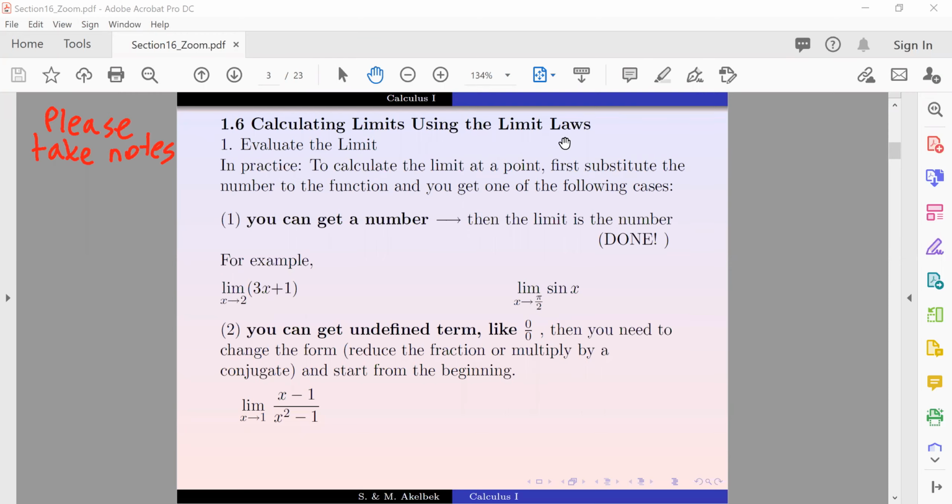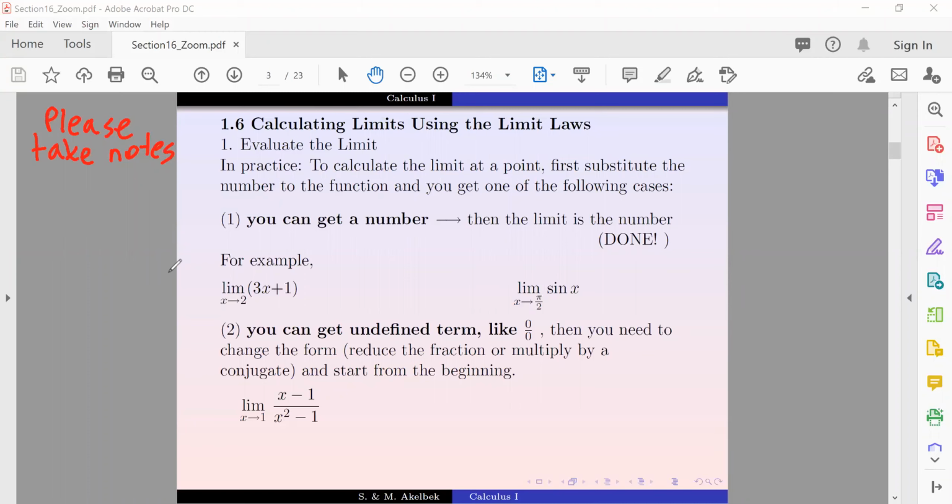All right, so number one, we're gonna evaluate the limits. In practice, to calculate the limit at a point, what we're gonna do first, we're gonna take the number and substitute it into the function. So if you have limit at 2, we take that 2, substitute into the function. And then we can get 3 cases. Number one, we can get a number. If we get a number, that means the limit is that number and we are done. And this is the example.